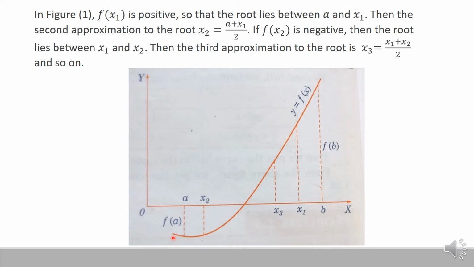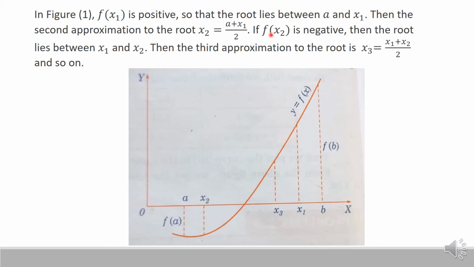First approximation to the root, suppose it is x1, and this is negative, then a will be here, b will be here, and suppose f of x1 is positive, then the second approximation to the root is between a and x1. So the second approximation will be a plus x1 by 2.